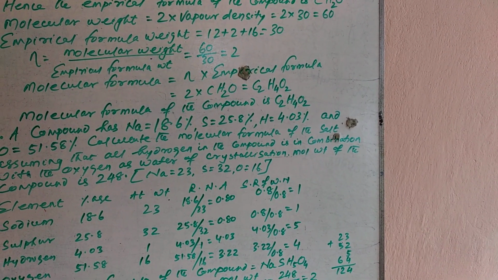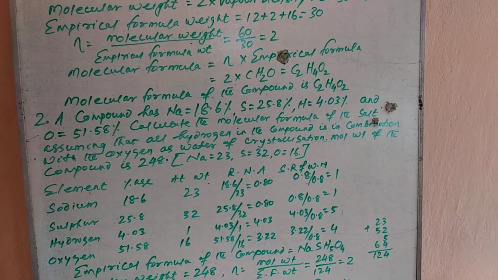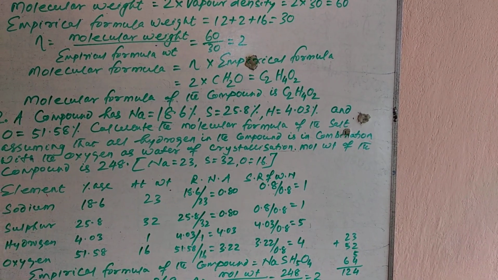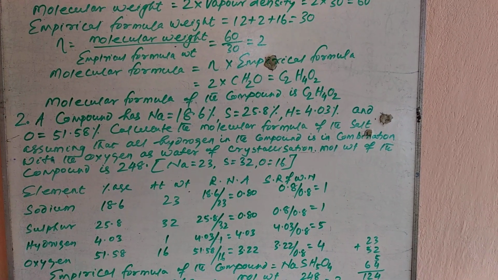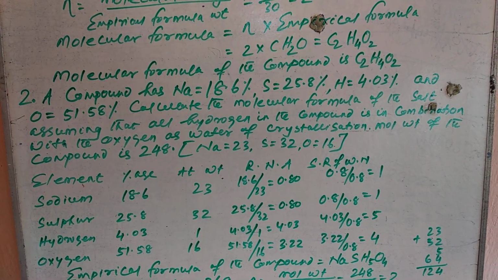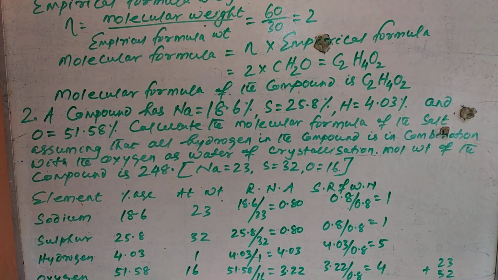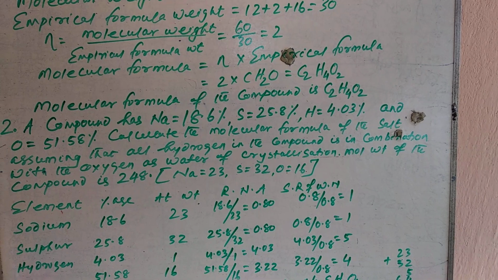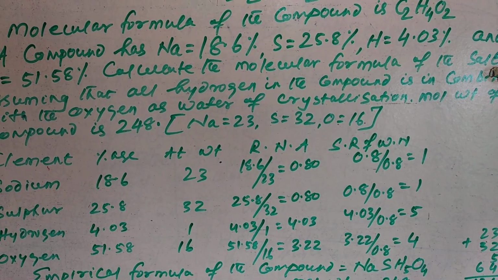Now, my dear students, proceeding to example number 2, it is given that a compound has sodium 18.6%, sulfur 25.8%, hydrogen 4.03%, and oxygen 51.58%. Asked to calculate the molecular formula of the salt, and assuming that all the hydrogen in the compound is in combination with the oxygen as water of crystallization, the molecular weight of the compound is given 248. The atomic weight of sodium is 23, that of sulfur is 32, and oxygen is 16.